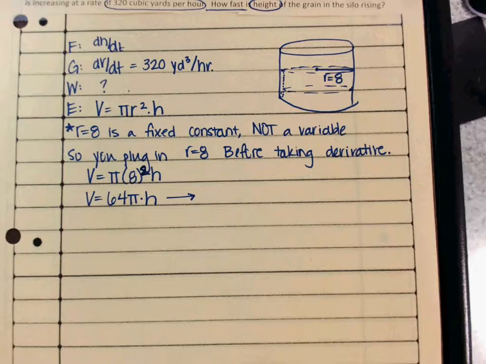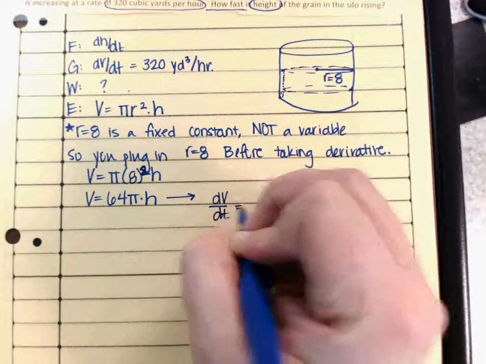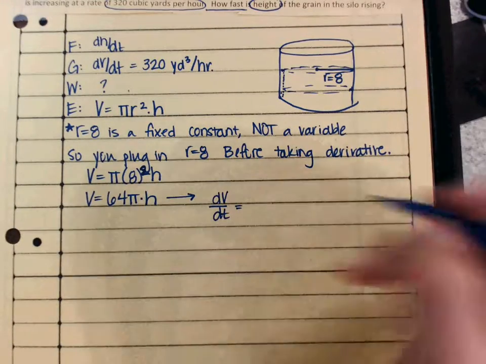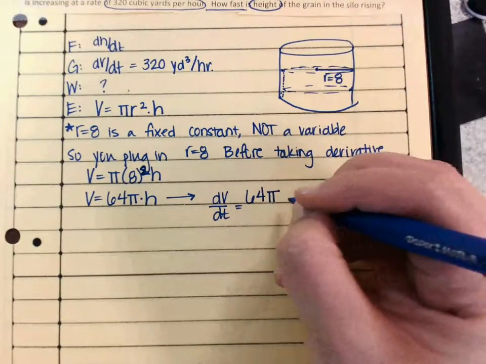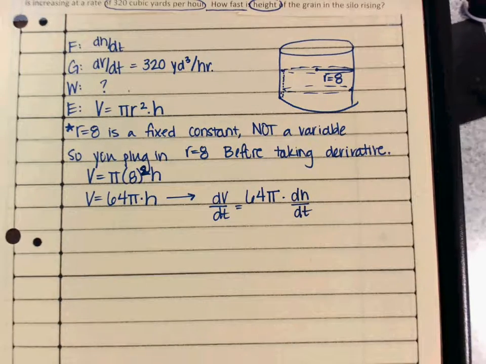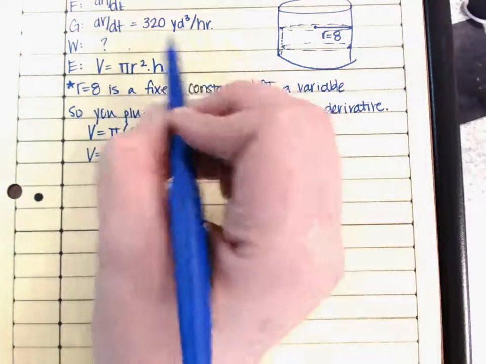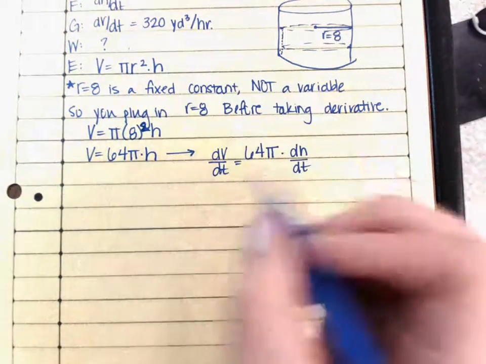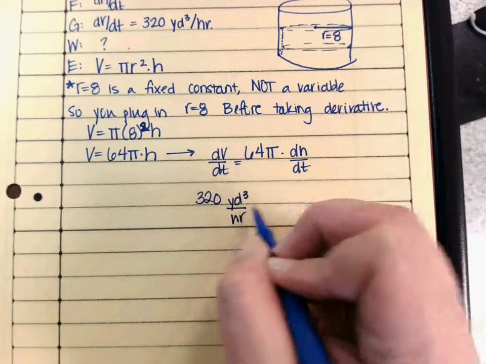What's the derivative of V? dV dt. What's the derivative of 64 pi h? 64 pi, and then what? dh dt. Where did the h go? It was to the 1 power, so when I take 1 away, now it's to the 0 power, it goes away. Yeah? Okay, then we're plugging in which letter? dV dt is how many? 320. Yeah? So 320 yards cubed per hour.